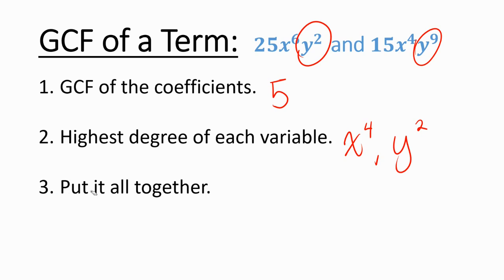Okay, sweet. Step 3 says put it all together. So I'm going to multiply all of these together. I'm going to do my 5, x to the 4th, y squared. So 5x to the 4th y squared.